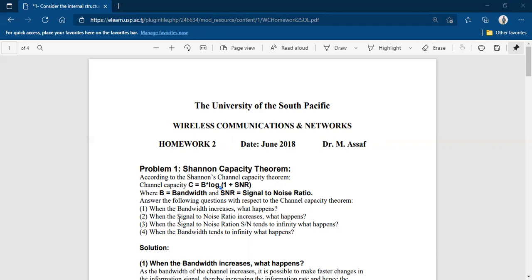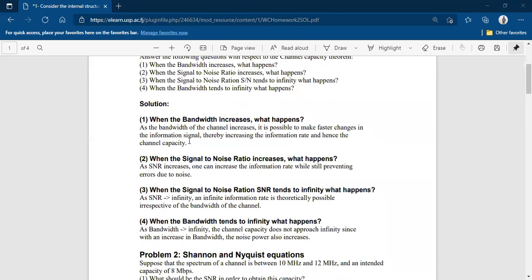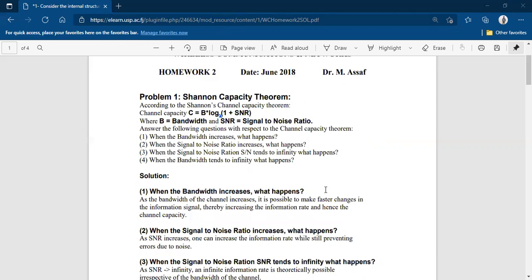Let's directly go to the solution of 1. As the bandwidth increases, the channel capacity increases. It is possible to make faster changes in the information signal, thereby increasing the information rate and hence the channel capacity. If the channel capacity increases, that means more information can be broadcast, and it gives a possibility of faster information transfer.